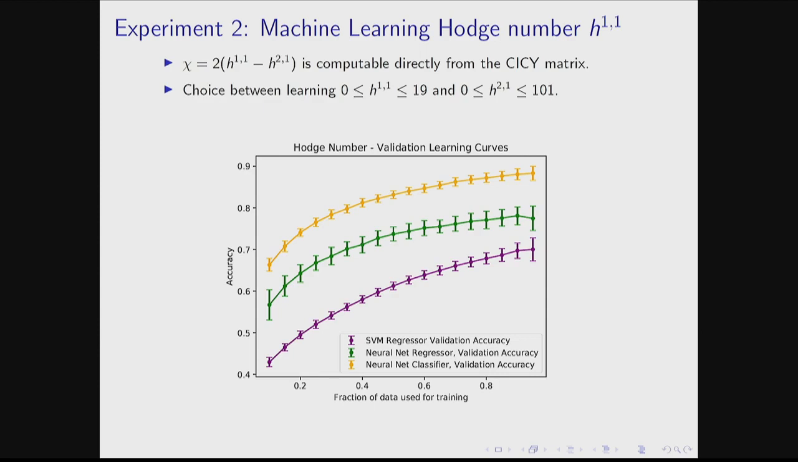So what happens when we try to machine learn H11? I was trying to motivate earlier why we choose to learn H11 and not H21. It's simply because the spread of H21 is much larger. And in addition, the Euler characteristic, which is a function of these two, is directly computable from the CICY matrix itself. So really, there's only one independent thing to be learned here. And we choose to learn H11, right? And here we use an SVM, a neural net regressor and a neural net classifier. And these are the validation curves that we get, again, as a function of the fraction of data that we use for training.